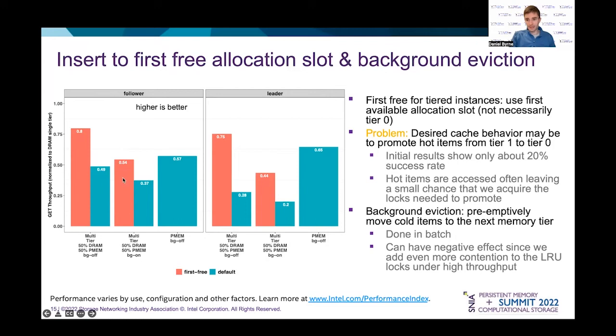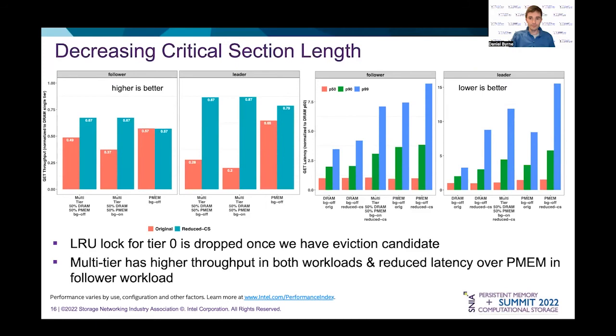So we have some optimization and some work to do there. Next, we looked at decreasing the critical section length. So this is the idea that the LRU lock for tier 0 is dropped once we have an eviction candidate. And the performance turns out to be really good.